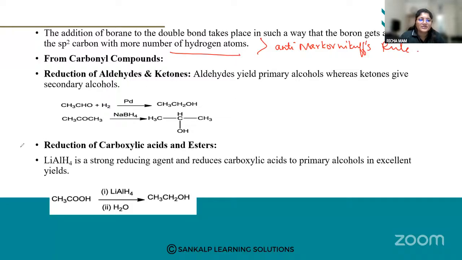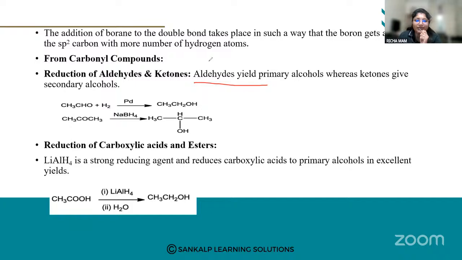Next is from carbonyl compounds. Reduction of aldehydes and ketones. Aldehydes and ketones can be correspondingly reduced. We are using aldehydes and ketones, and we are reducing them to corresponding alcohols by using some reducing agents.